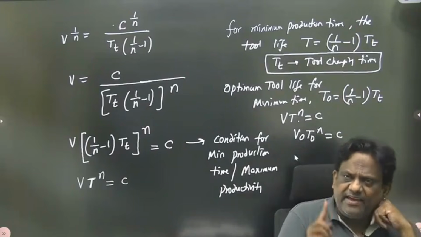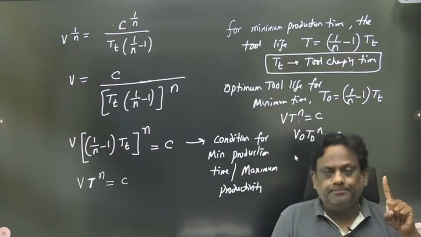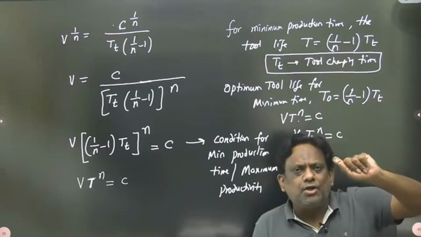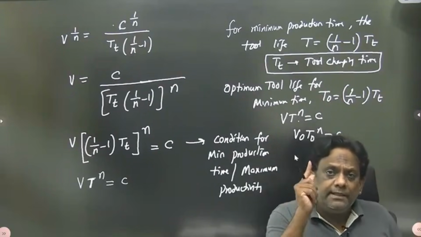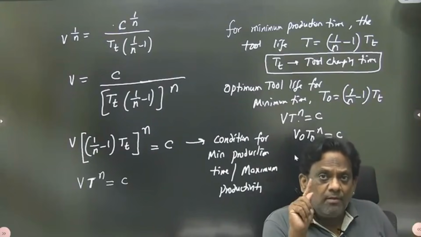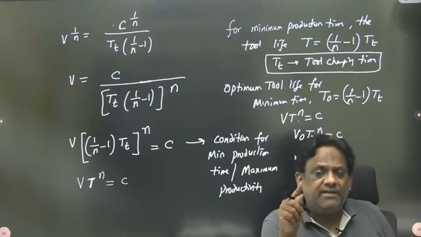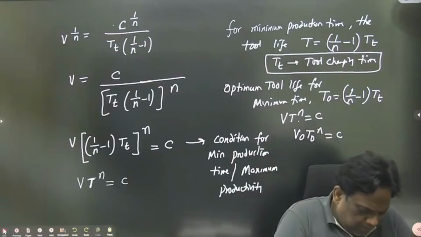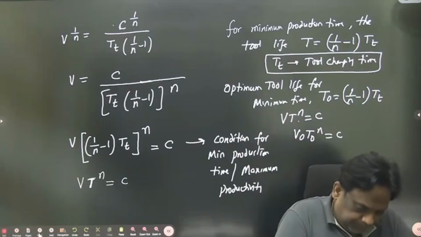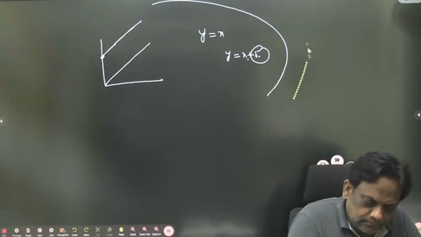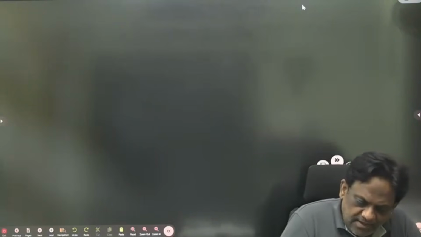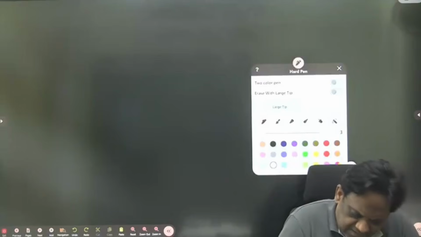याद रखना, सिर्फ एक ही इक्वेशन याद रखना. Just remember one equation. For minimum production time and for maximum productivity, the tool life will be 1/(n-1) into tt, where tt is, यहां पे लिखता हूं, I'll write everything very clearly. Don't worry, sirs. Everything I am explaining very, very clearly.